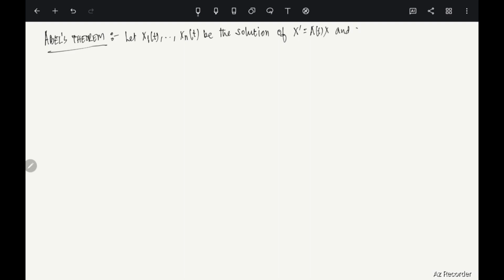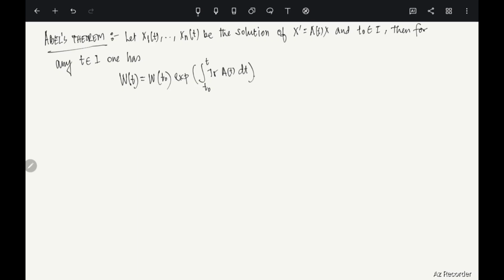And let's say I am assuming there is a point t naught in I, clear? Then for any t in I, one has the Wronskian at any point t will depend on the Wronskian at the point t naught times the exponential of the integral from t naught to t of the trace of A(s) ds. Okay, what is the trace?